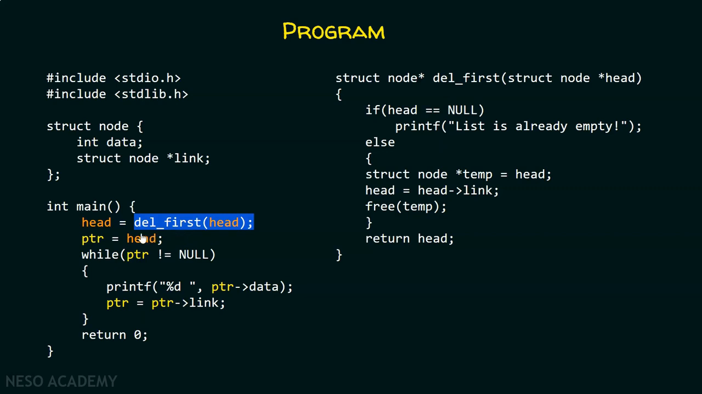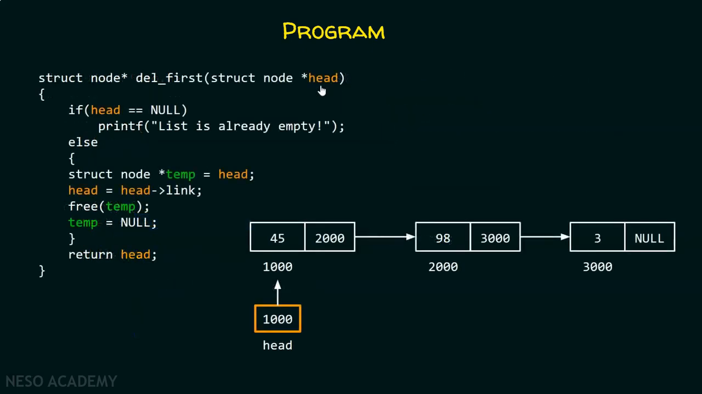You can see here that in del first function, we are passing the head pointer, and this head pointer will receive the address contained in this head, which is available in the main function. Now let's see how this function works. Here, because head has received this address 1000, therefore this head will also point to the first node of this list. In this if construct, we are checking this condition: is head equal to null? That means we are checking if the list is already empty.